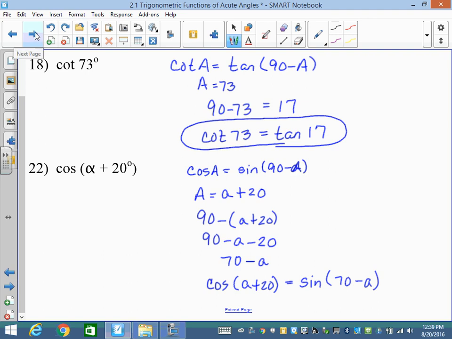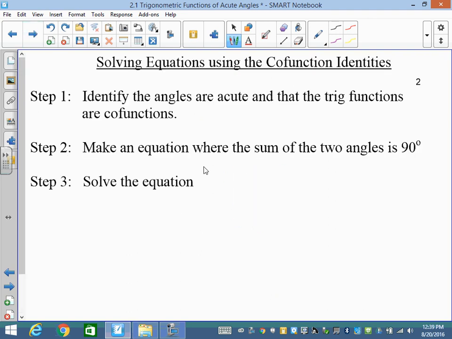Okay, so we've got some equations we'll have to solve for. Solving equations using cofunction identities: identify the angles are acute and that the trig functions are cofunctions. Usually the book will tell you to assume that they are acute. It's the cofunctions you've got to be careful for. They cannot put secant and cosine together. They are not cofunctions. Make an equation where the sum of the two angles is 90 and then solve the equation. So we've got a couple more examples here.